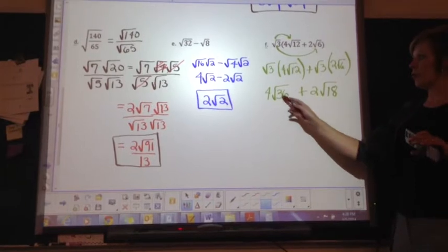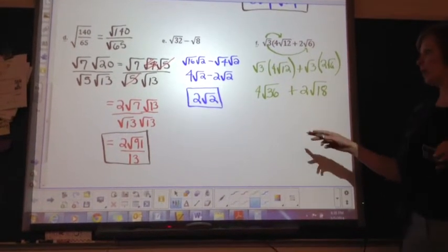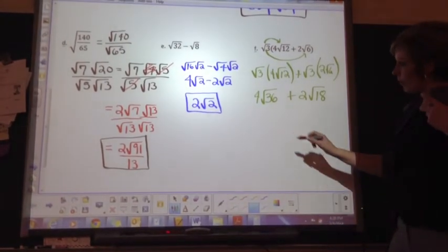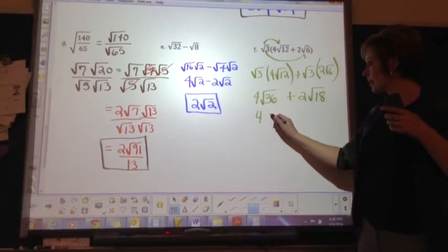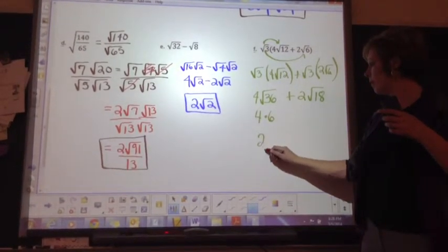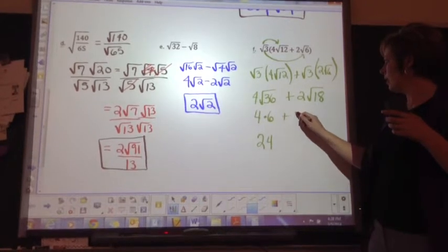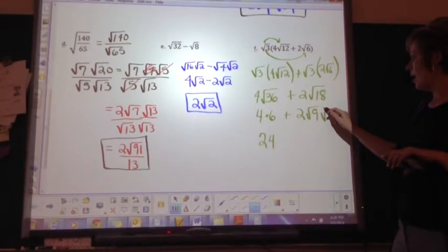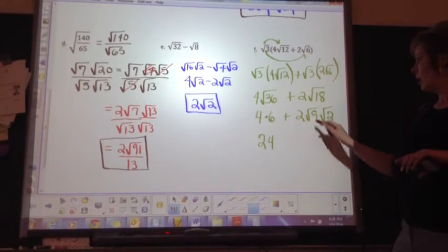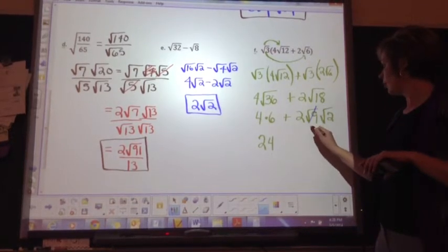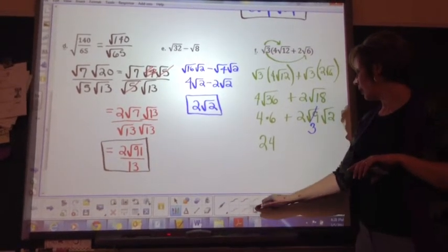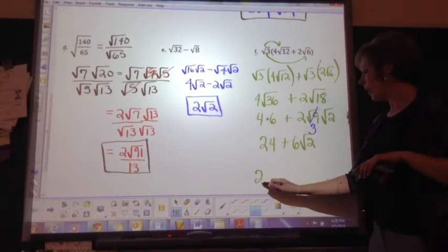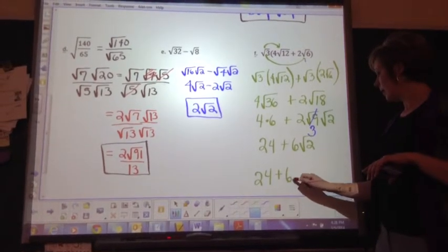Now again, I want to try and simplify these radicals, so I'm going to look for perfect squares. Well, the cool thing is that the square root of 36 is already a perfect square, so this becomes 4 times 6, okay, which is 24. And then here, 2 root 18, well my square root of 18 I can break down to square root of 9, square root of 2. I know that the square root of 9 is actually 3, so I'm going to multiply 2 times 3, and I'm going to get plus 6 root 2. So rewriting this, I have 24 plus 6 root 2.